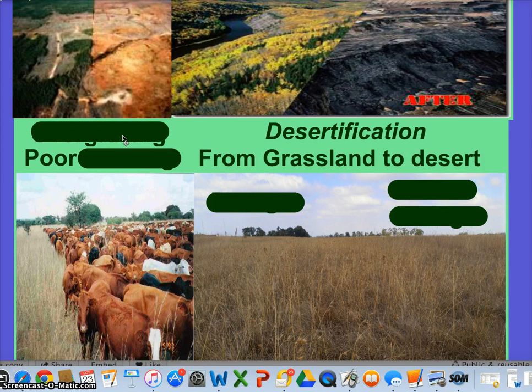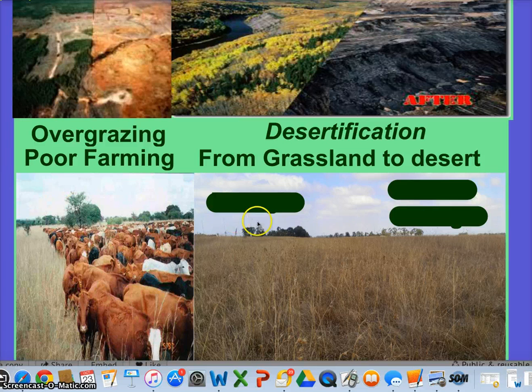What do you think leads to desertification? Give me some reasons. Definitely climate, and it's somewhere there. What else? Deforestation. Like too much agriculture. Like poor farming. Poor farming. What else? What's happening over here? What do they do? Grazing.